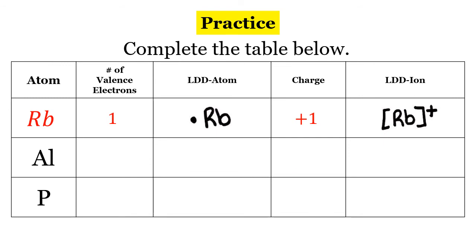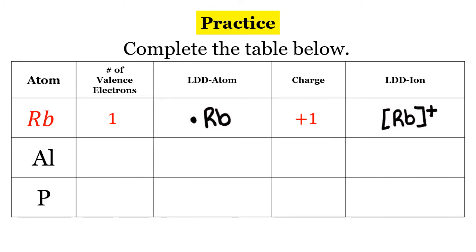So for the first example, we have rubidium. Rubidium has 1 valence electron because it's in group 1A. When we draw the atom with our single valence electron, it's just going to have 1 dot. Now, because it falls into that first rule, it has between 1 and 4 valence electrons, it's going to lose those electrons. It's going to shed those. So it's going to have a charge of +1 because it's losing that valence electron. And when we write out the ion, it's given away all of its valence electrons. So we're going to just write the name in brackets with a +1.